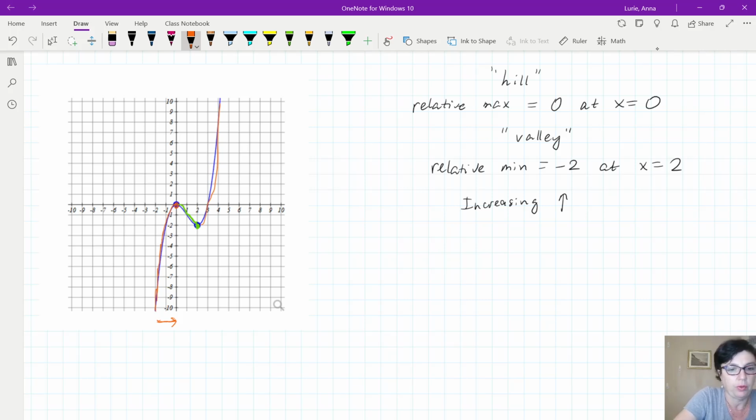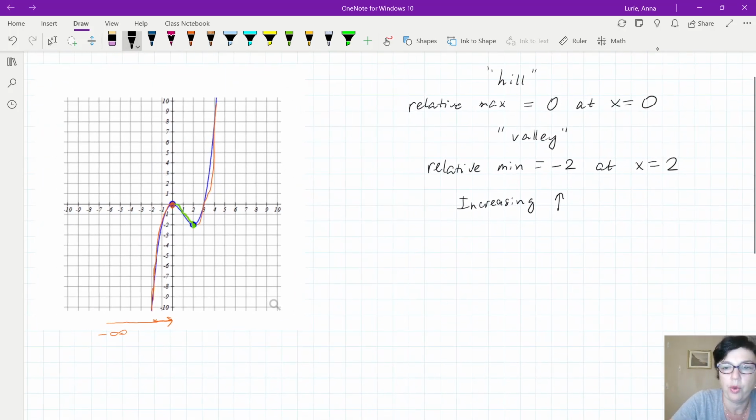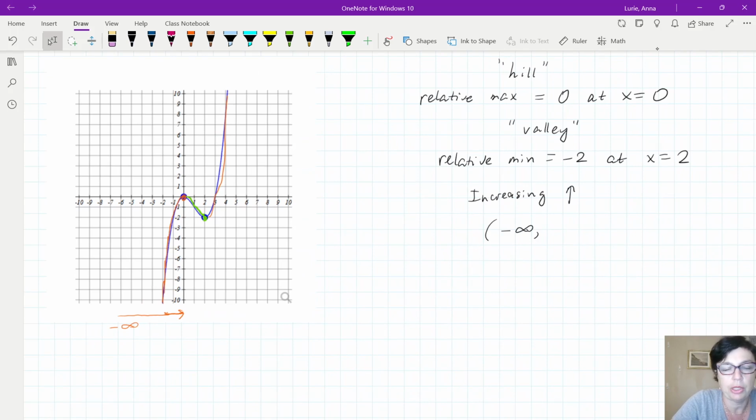So this is your interval, and it may look like it's -2 to 0, but actually, since the graph keeps going, we're going to assume that it never really stops. So it'll keep going all the way down to -infinity, right? So the x values, we would say, start at -infinity, because there is no bound there, and then stop at that turning point x value. So x equals 0, okay? So that's increase.